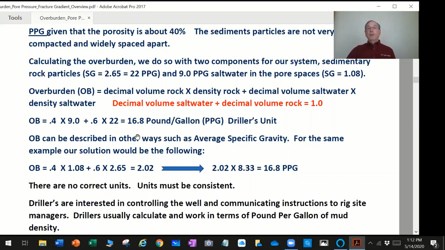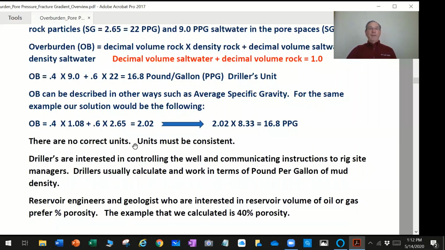Now, overburden can be described in other ways, such as average specific gravity. For the same example, if we wanted to calculate it in terms of average specific gravity, it would be 4/10 times specific gravity of 1.08 for the salt water plus 6/10 times 2.65, which is the specific gravity of rock, which gives us an average specific gravity of 2.02.